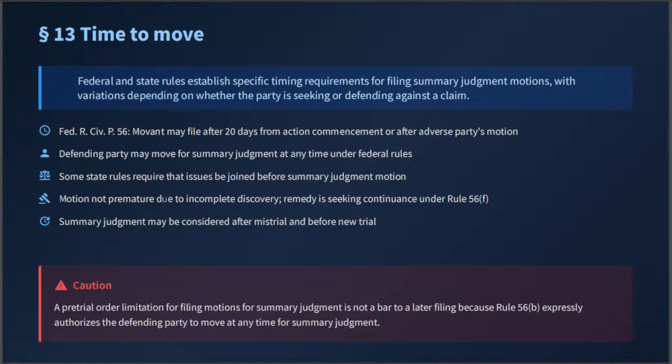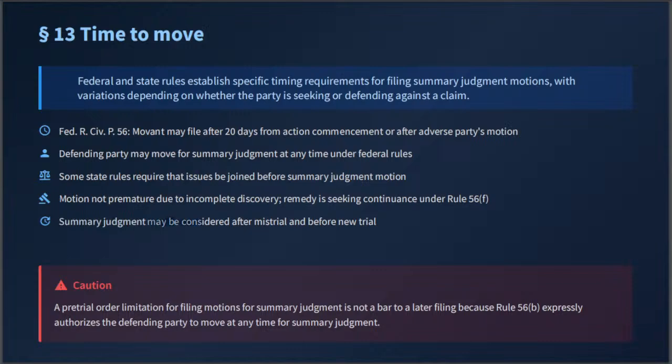So Section 13, time to move. Federal and state rules establish specific timing. So the state rules require that issues be joined before summary judgment motion in those states. Then that would require a waiting time that might be outside of that federal Rule 56. Motion not premature due to incomplete discovery. So remedy is seeking continuance under Rule 56.